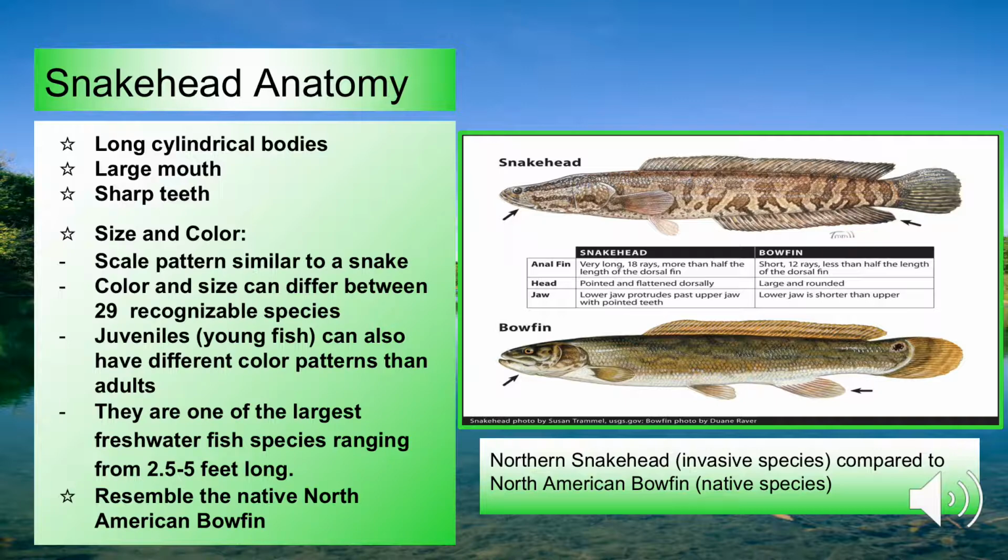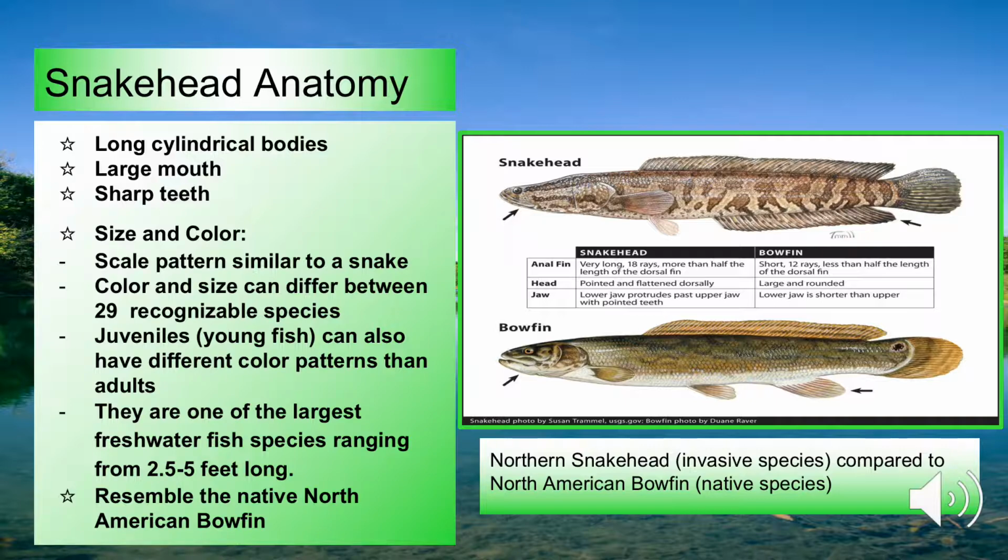Additionally, juvenile, or young, snakeheads can have distinctly different color pattern variations than the adult snakeheads. And as you can see on the chart to the right, there is a difference chart between snakeheads and bowfins. The anal fin of a snakehead is very long, 18 rays, and is more than half the length of the dorsal fin. The bowfin, however, has a short anal fin with 12 rays and less than half the length of the dorsal fin.